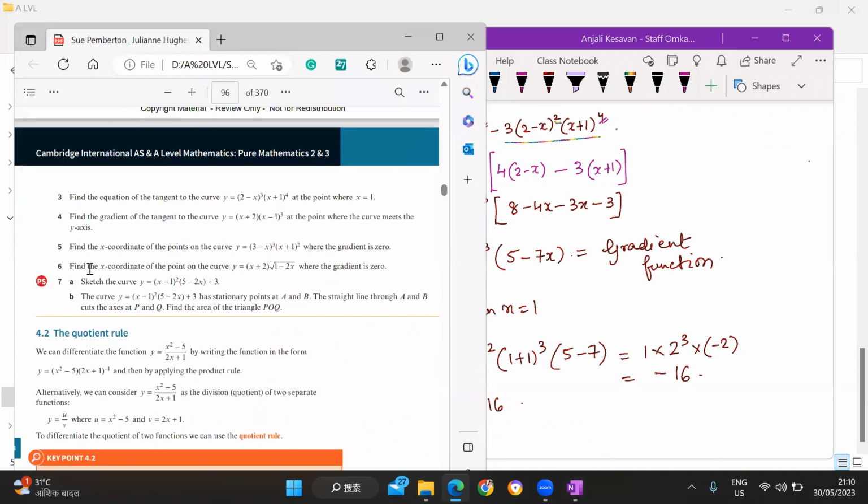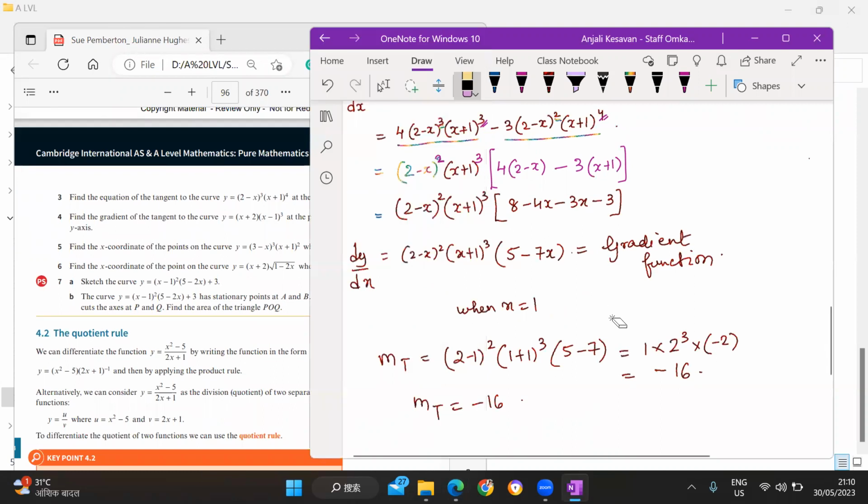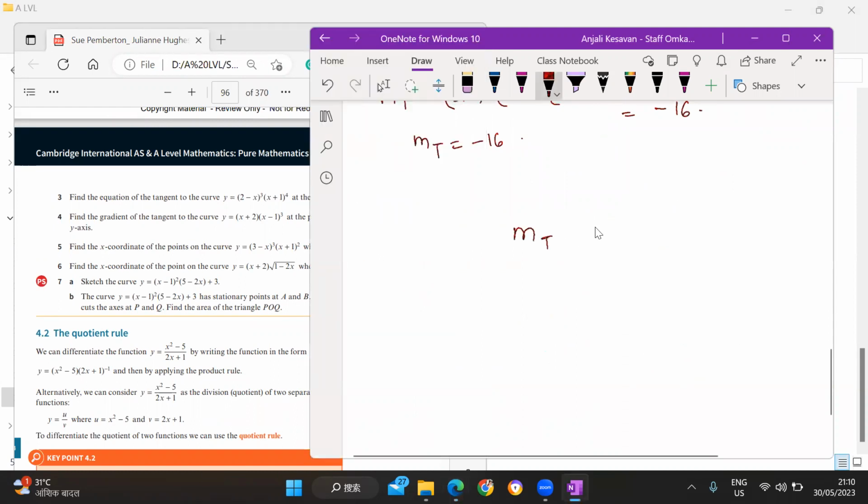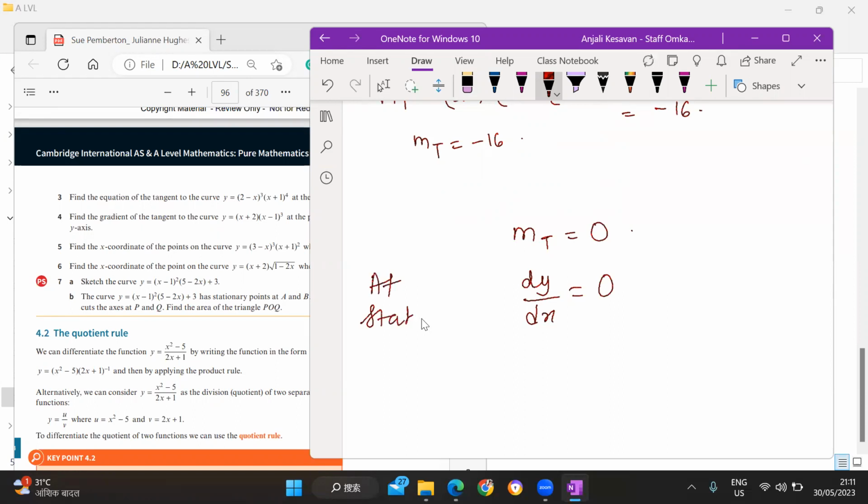Now there's an interesting question, question number 5 here. They are saying that the gradient is 0. What do you mean by gradient is 0? When the gradient is 0, that means the derivative, or the gradient function, is 0. When does it become 0? At a stationary point. So at a stationary point or turning point, you can say the gradient is 0 or the gradient function is 0.